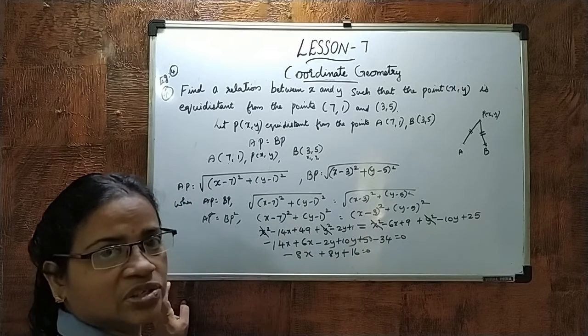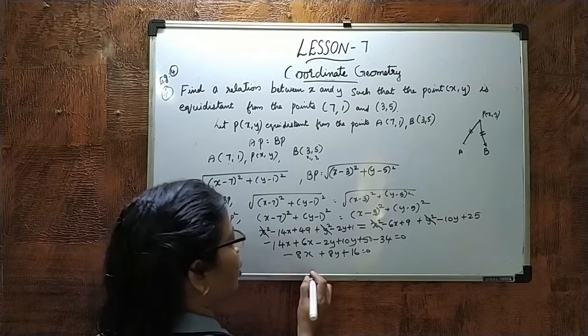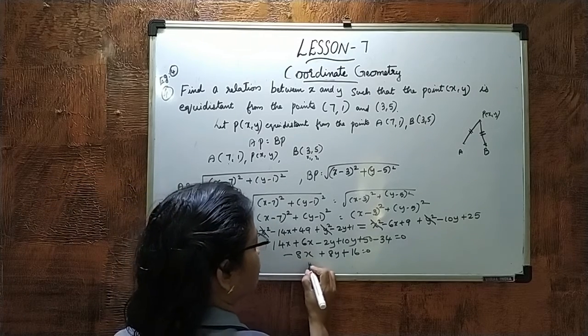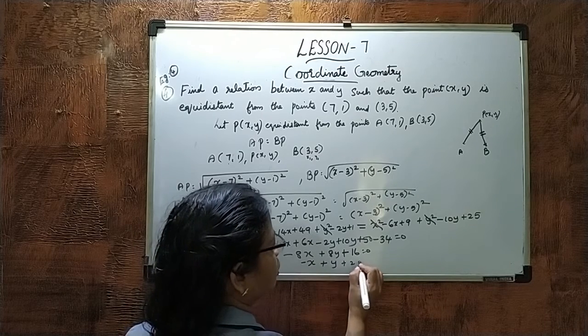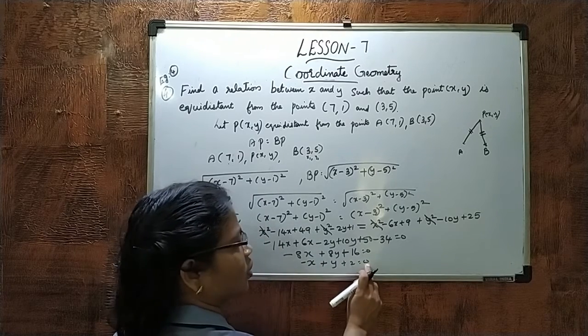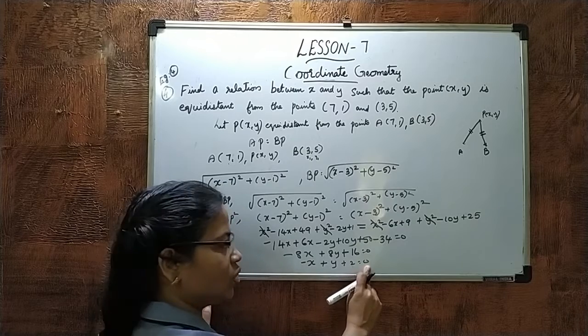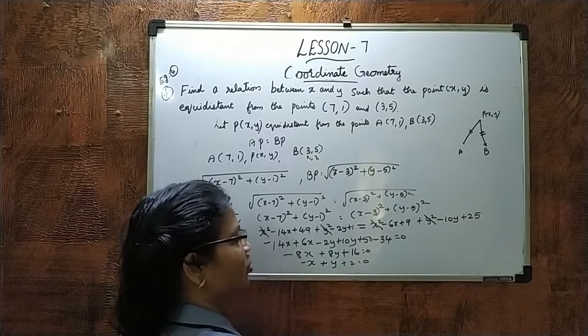Now, 8 is common. So, what can we do? 8 is common, which means we get negative x plus y plus 2 equal to 0. This common 8 will come to the other side, so it will be 0 into 8, you will get 0 itself. So, that step we can avoid.